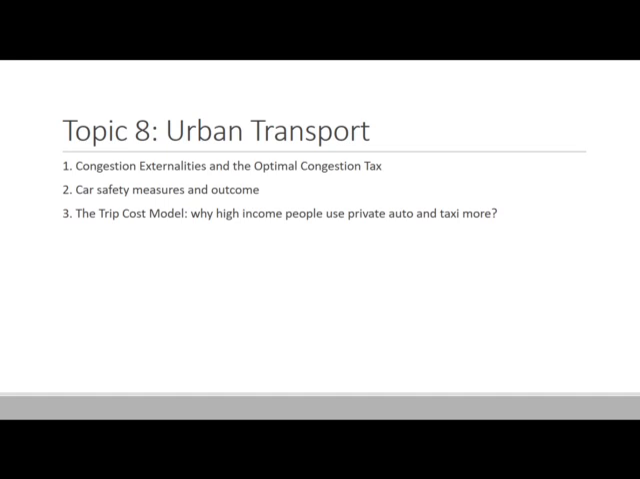Okay. The third key knowledge point of this chapter is about the trip cost model. That is trying to explain why high-income people use private auto and taxi more compared to public transport, even though the difference in cost or price can be about 10 times. Namely, it can be the case that private auto costs 10 times more than public transport.